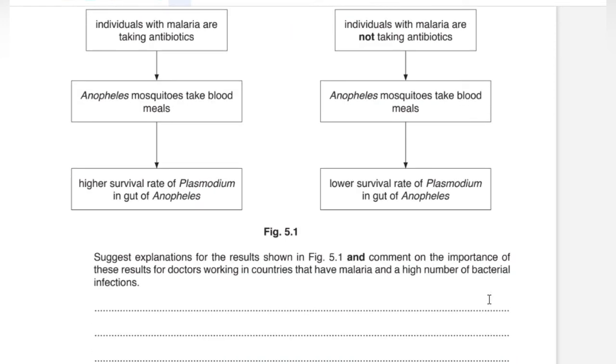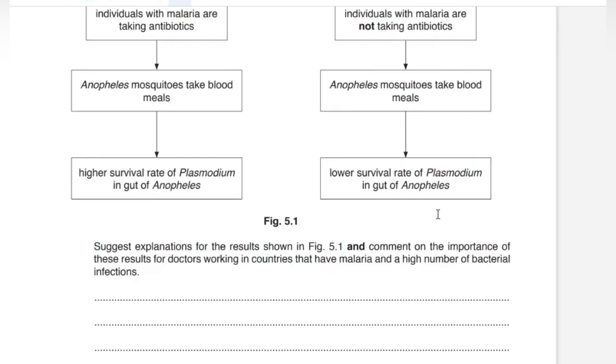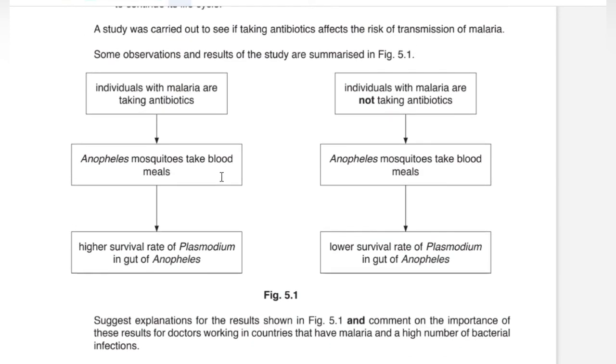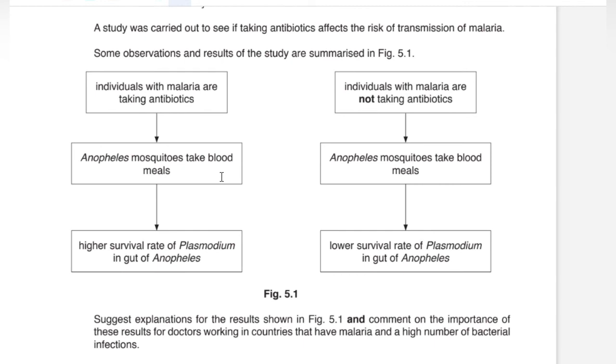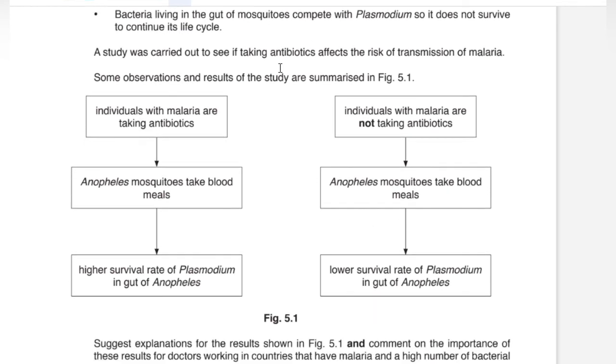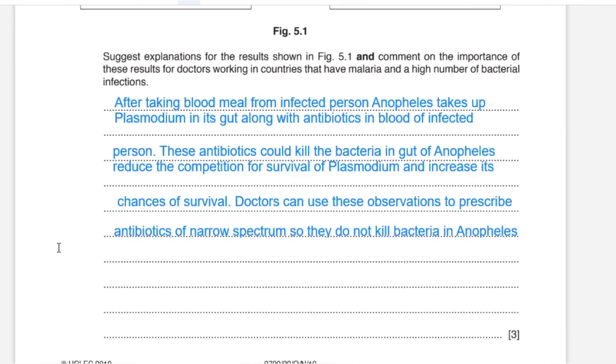You'll have to explain that, and this means that for doctors, to reduce the risk of Plasmodium surviving the competition, what I read for the suggestion is that it is vital that they use antibiotics of a narrower range or specific to the diseases that they want to cure, and so they do not act against the bacteria living in the gut of mosquitoes. So they need to use antibiotics of narrow range spectrum.